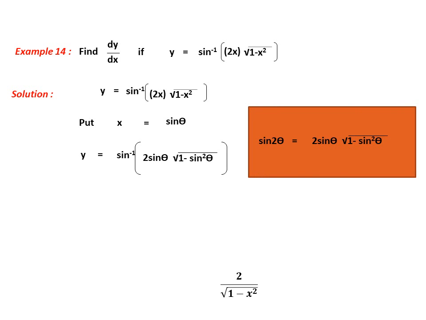This can be written, now you know this rule: sine 2 theta is 2 sine theta into square root of 1 minus sine square theta, because 1 minus sine square theta is cos square theta, so cos theta. Therefore this is sine 2 theta. Therefore y will be equal to 2 sine inverse x. Therefore dy by dx will be 2 divided by square root of 1 minus x square. So this is the result.